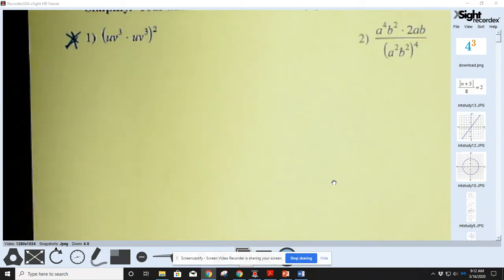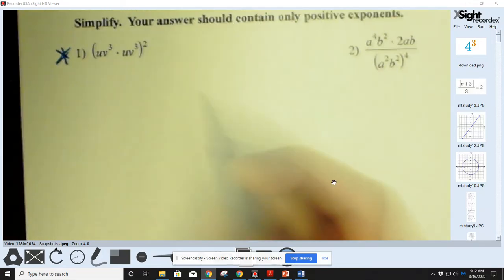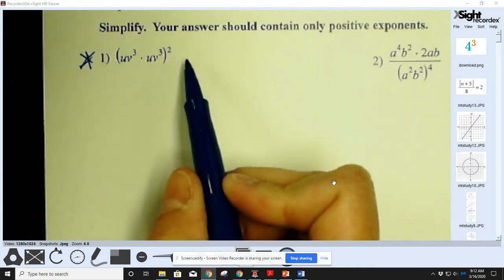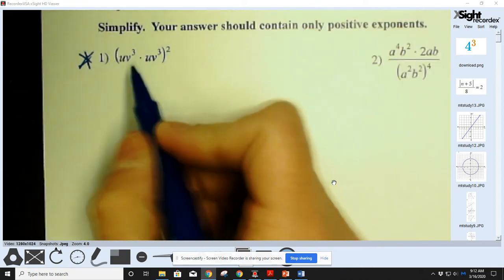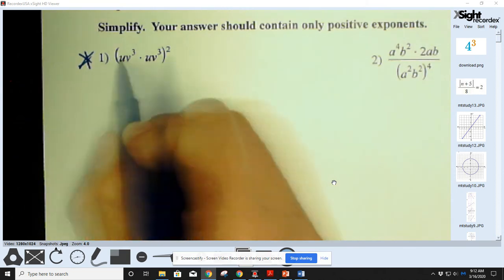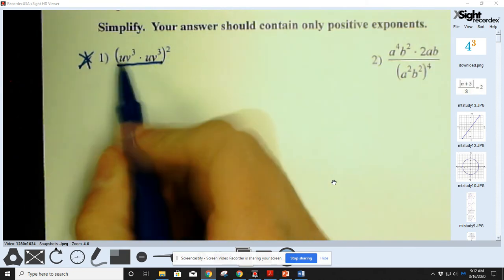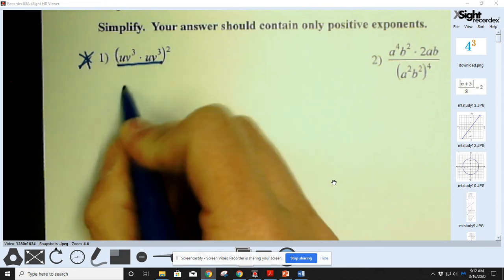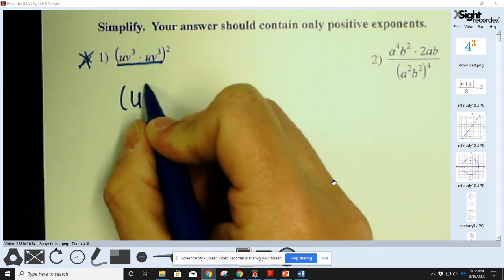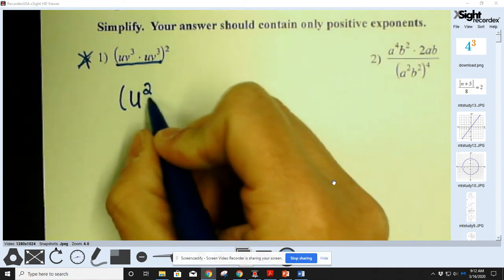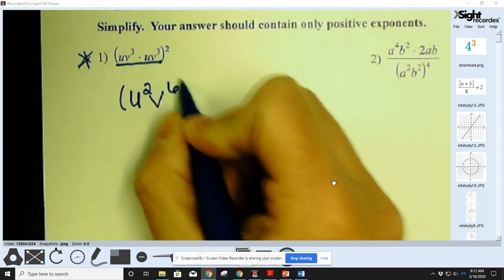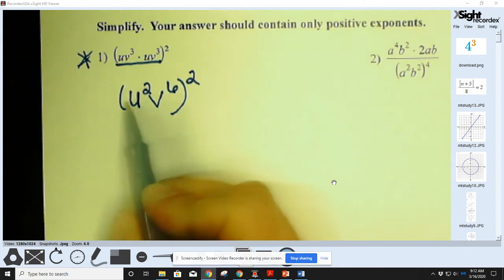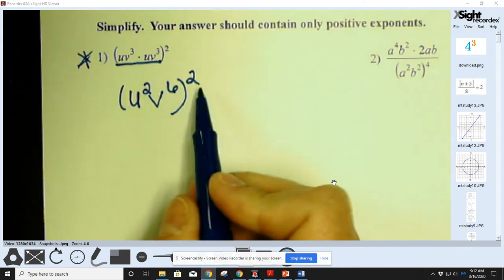Simplifying some exponents when you've got to use multiple rules. So looking at the first example here, you want to simplify what's in parentheses if possible first, and it is possible because there's a multiplication problem inside. So when we're multiplying, we keep the base and add the exponents. So I would have u to the second power, v to the sixth power, and all of that is raised to the second power.